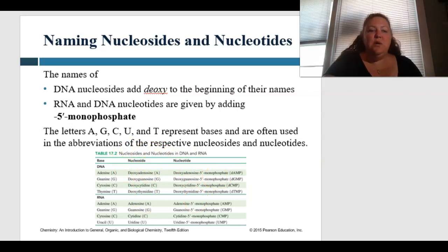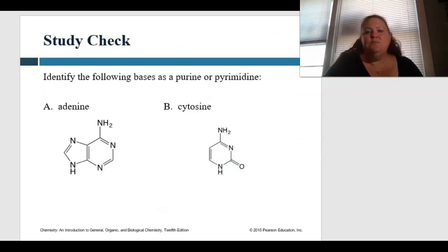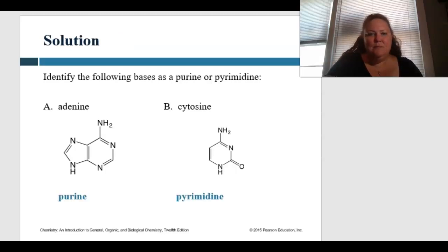All right, so let's do a quick little study check. Let's identify the following bases as a purine or a pyrimidine. Pause me and come back. Well, did you see that adenine is a purine, right? Because it has the two rings. Where cytosine is a pyrimidine because it only has the one.